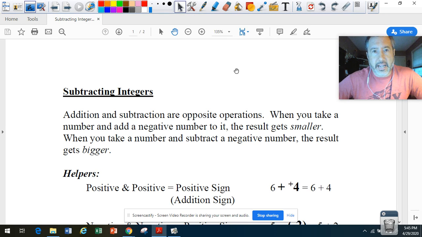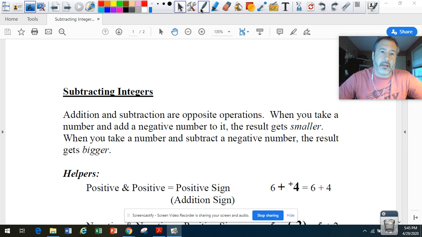Now, once again, rules are going to be very important, just like they were for addition. You're going to hear me say a lot: subtraction is nothing more than the addition of a negative number. So let's take a look and see what that means. It says subtraction and addition are opposite operations. When you take a number and add a negative to it, the result gets smaller.